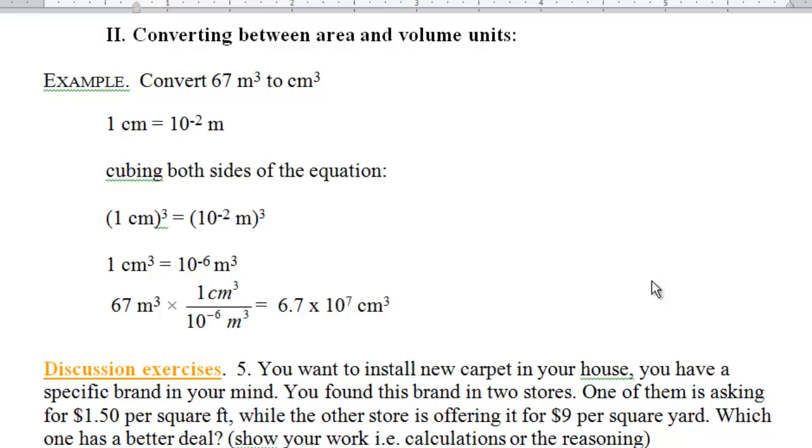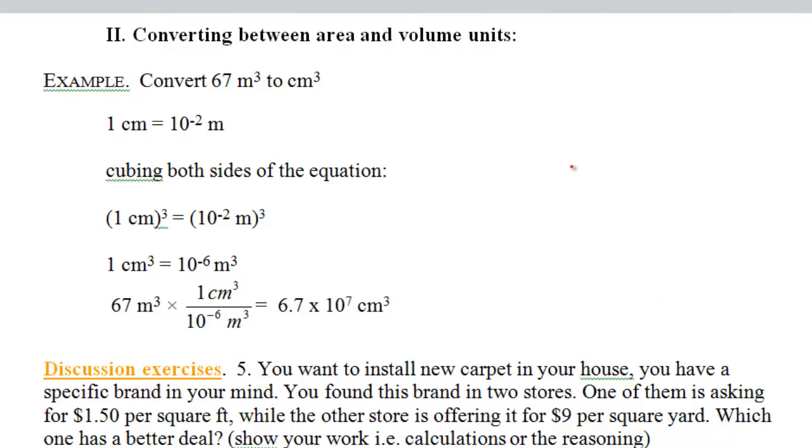Hello everyone, this video is a continuation of lesson number 3. In this part of the lesson we'll talk about conversions that require more than one step, and we'll start first by learning about conversion within the area units and within the volume units.